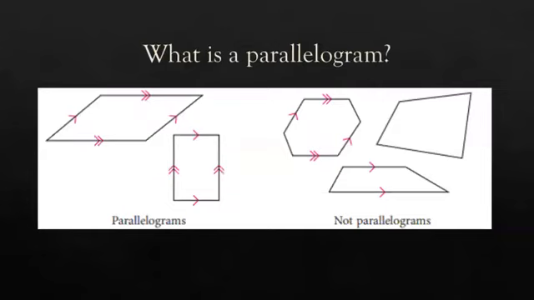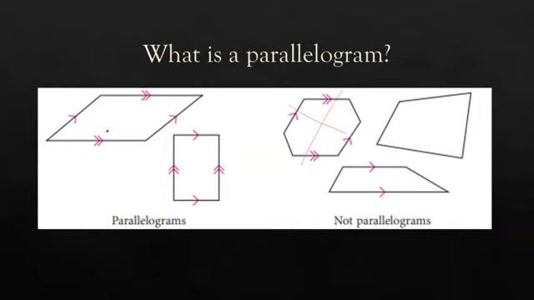What is a parallelogram? Well, we definitely start with a quadrilateral. Each of these has four sides. This one doesn't have four sides. This one does, and this one does. All right, so it's four-sided.